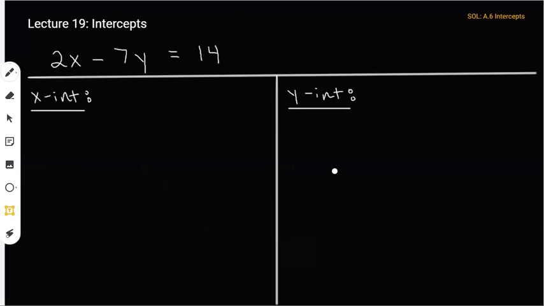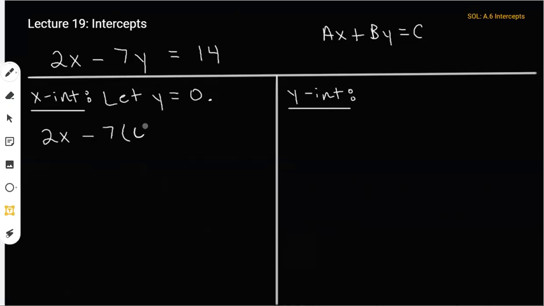So this line is already in standard form. You can tell because it's in the form ax plus by is equal to c. And what I want to do is let the opposite variable be 0. So for the x-intercepts, we're letting y equal 0. So I'm going to get 2x minus 7 times 0 is equal to 14. All I'm doing is letting y be 0 for now.